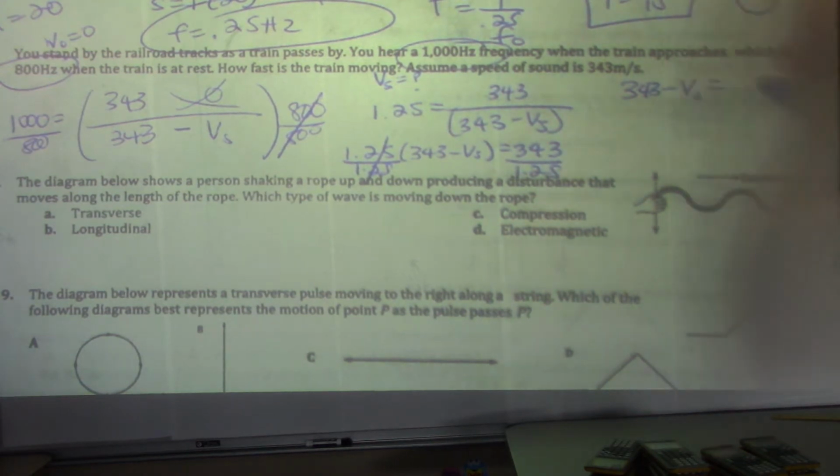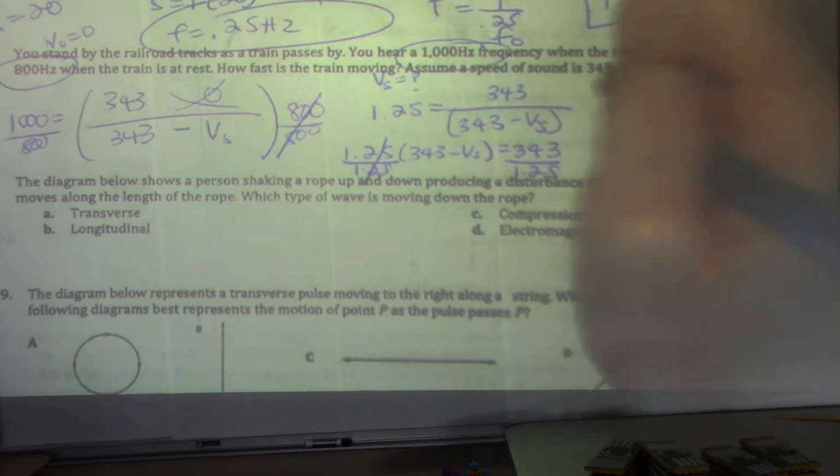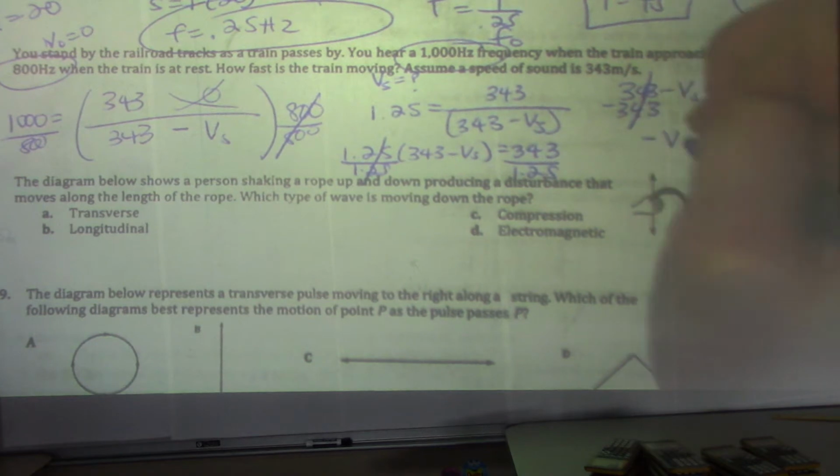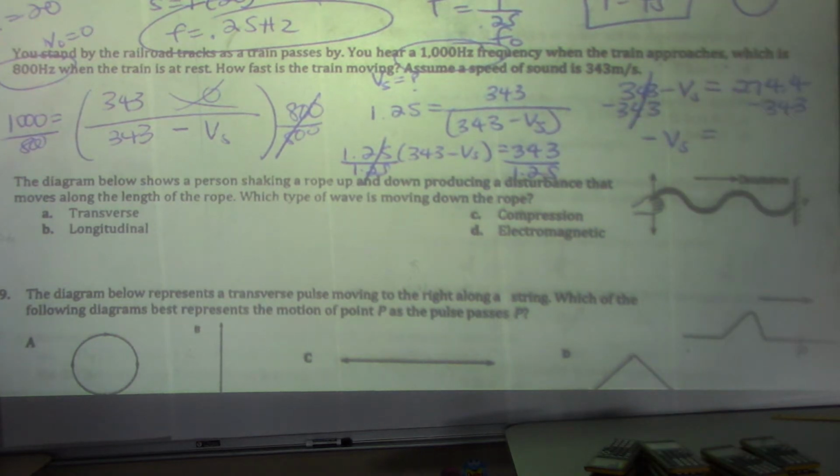That leaves me 343 minus Vs, divided. That gives me 274.4. Subtract the 343 over. That gives me negative Vs equals negative 68.6. And then we're going to divide the negative out, so that's our answer: 68.6 meters per second.